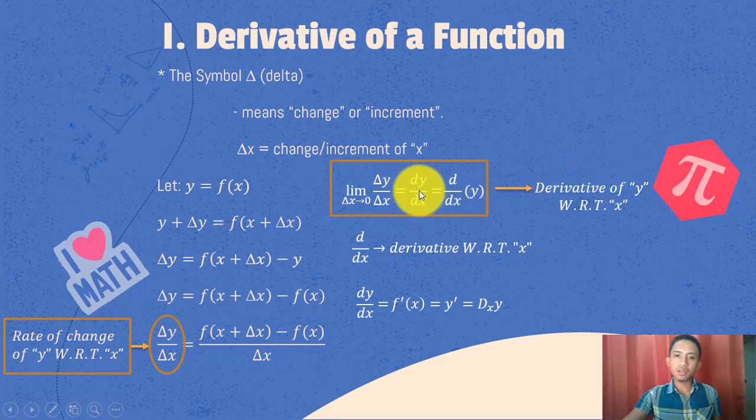Actually, I could rewrite this one into this form. That means the same. But y is your function. So, d over dx stands for derivative of y, okay? With respect to x. Derivative of y with respect to x. That is the meaning of this d over dx. Derivative with respect to x.